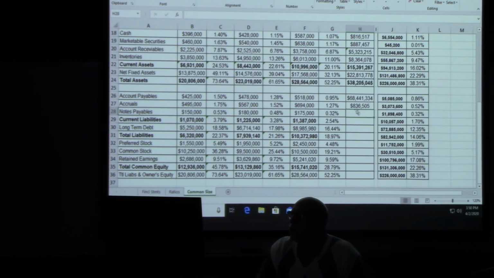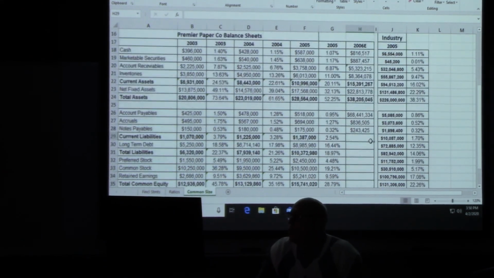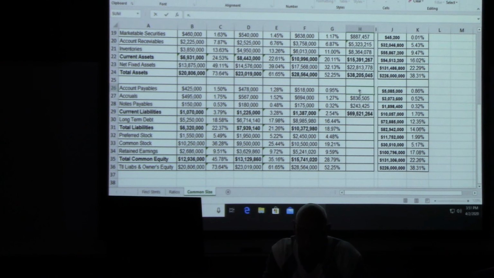Okay. Our notes payable, we're going to leave it there. It's right in line, so we'll say that times our sales number. Current liabilities, we'll sum those up. Something looks off, and this number right here is way off. So this equals 0.009 times our sales number.